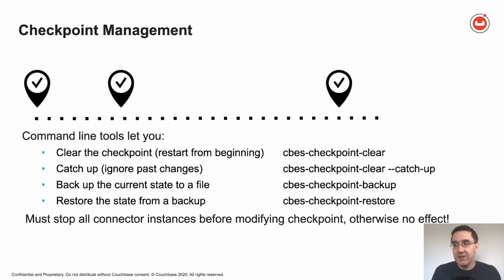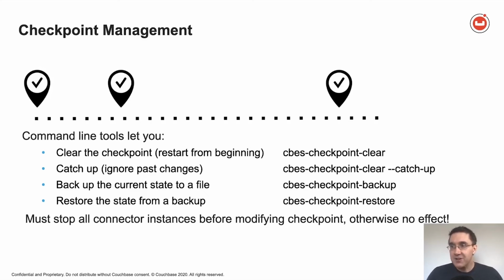Collectively, the set of stream offsets for all partitions in a bucket is referred to as a checkpoint. A checkpoint represents the replication state of the connector group as a whole. The Couchbase Elasticsearch connector ships with tools for managing checkpoints.